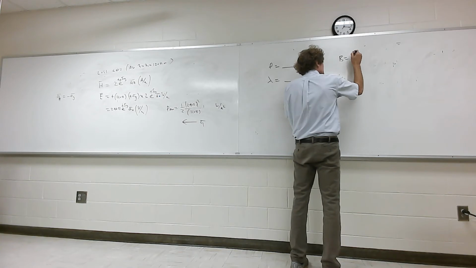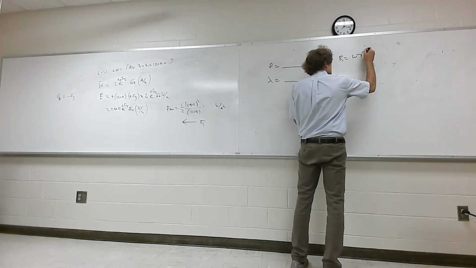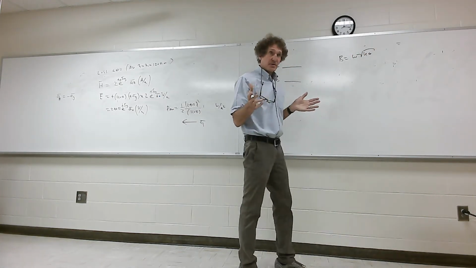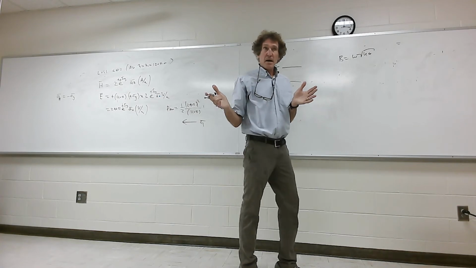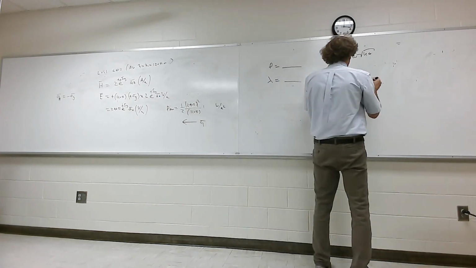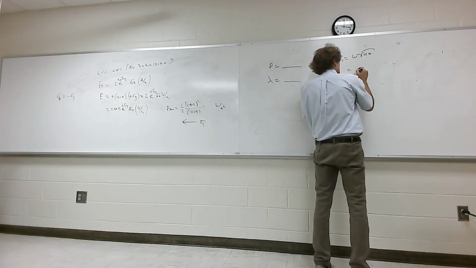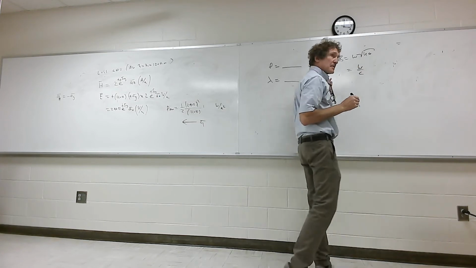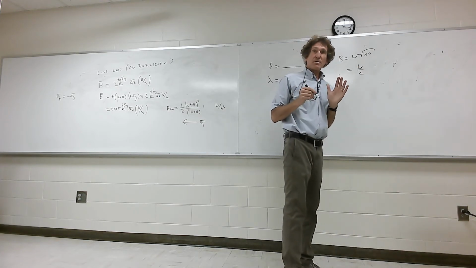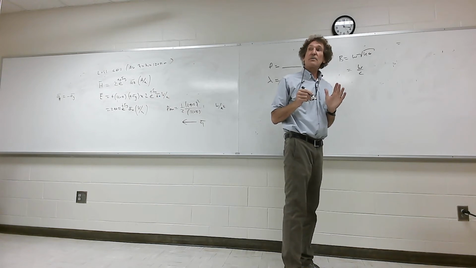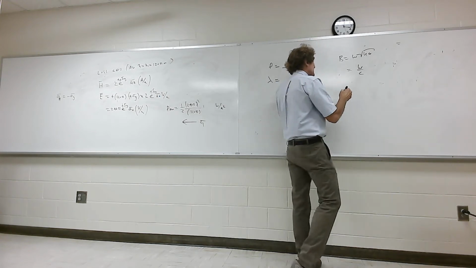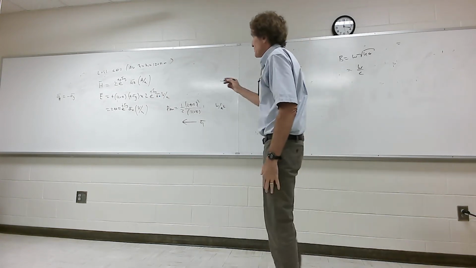Beta is equal to omega times square root of mu epsilon. That's true if it's lossless. Do you all agree with that, everyone? If it's lossless, that's true. This would be equal to what? Omega over C if it's free space, because 1 over square root of mu epsilon is C. Do you all agree with that? And that's beta.